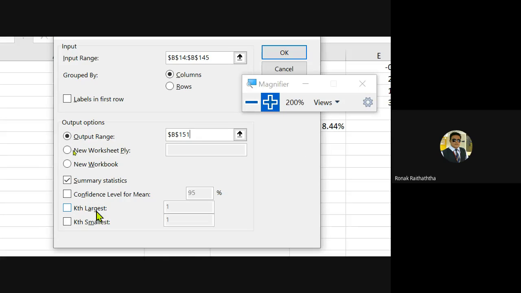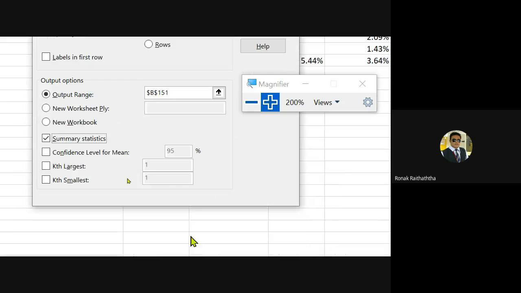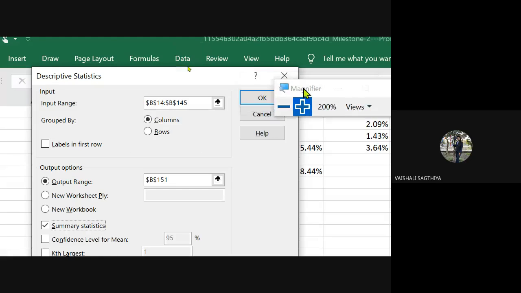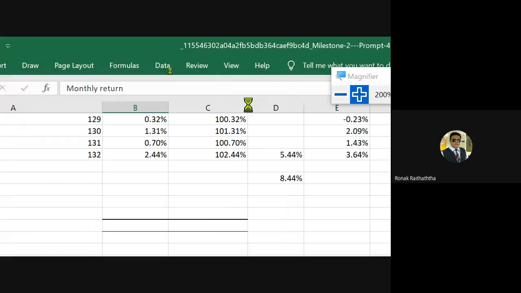Other things we are not going into as of now. We are just clicking on the summary statistics. Please tick over here, summary statistics, this button. Everyone, is everyone there with me till now? Give me a confirmation, positive, negative. Yes, sir. Good. Then press OK.